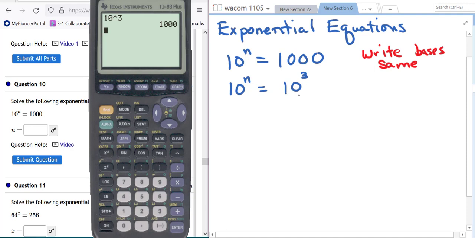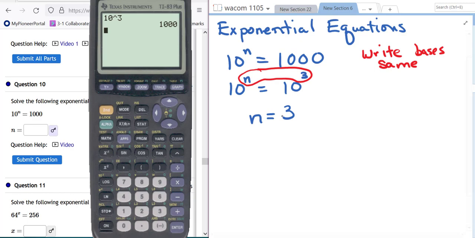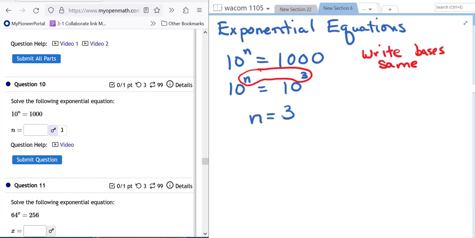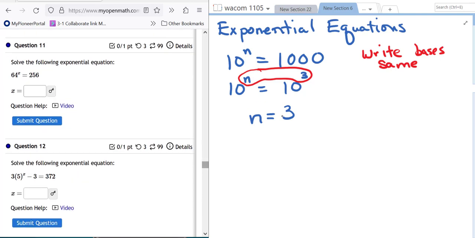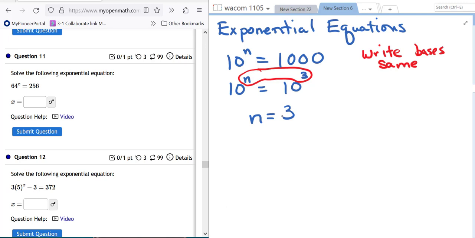And once you have the bases equal, then you can drop those and set the exponents equal and solve. So n equals 3. This one is actually already solved for us. And this was 10. All right, we'll do one more on this page.